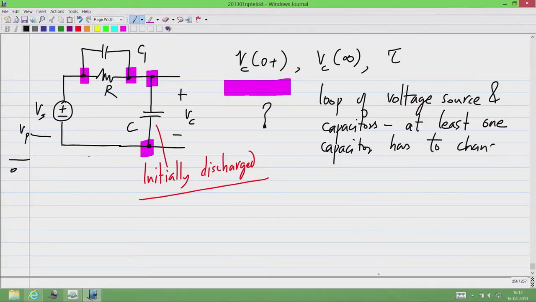At least one capacitor has to change its voltage instantaneously.